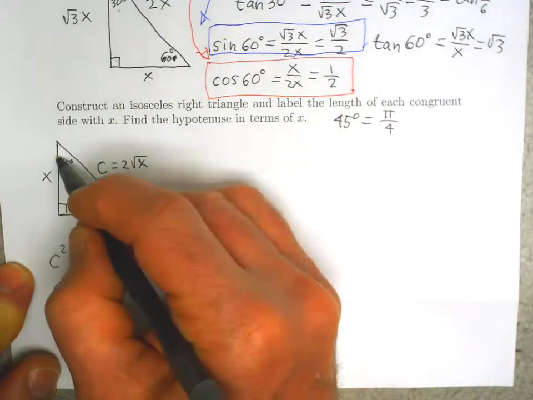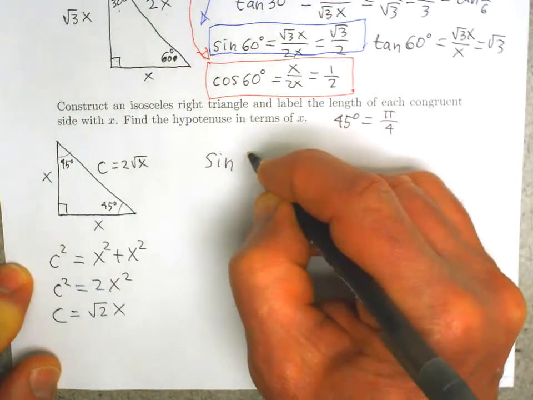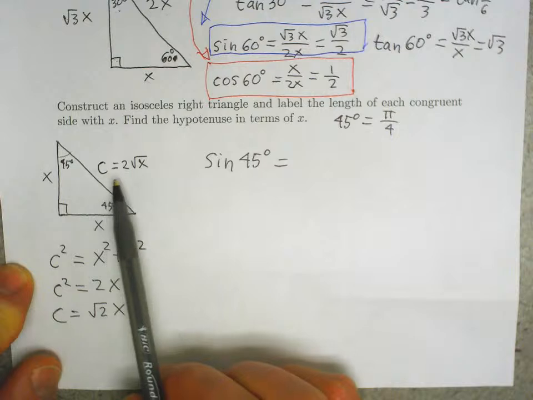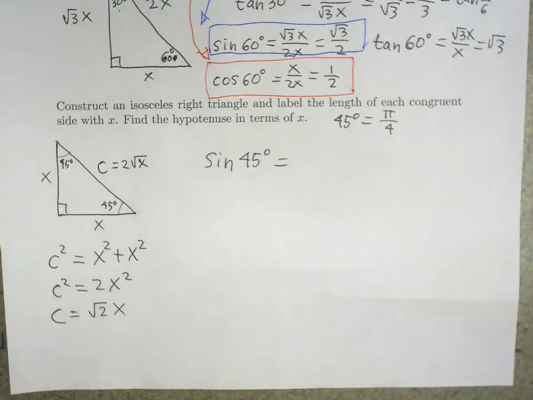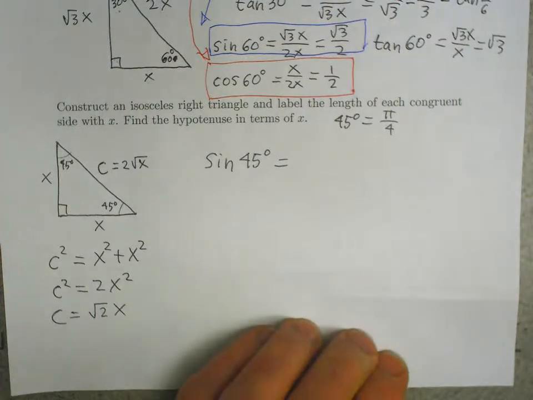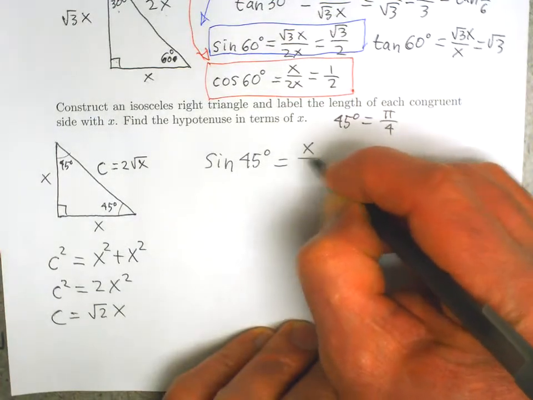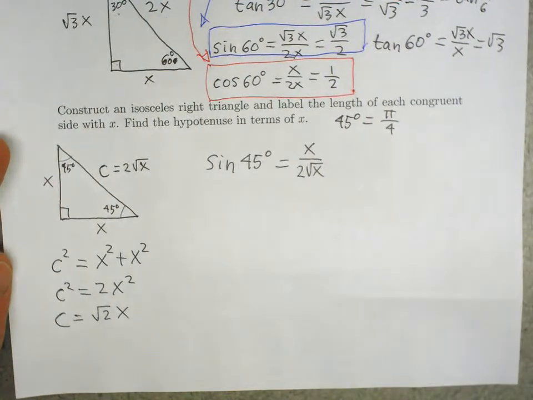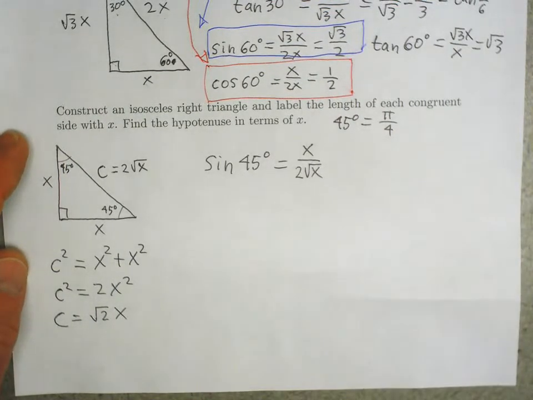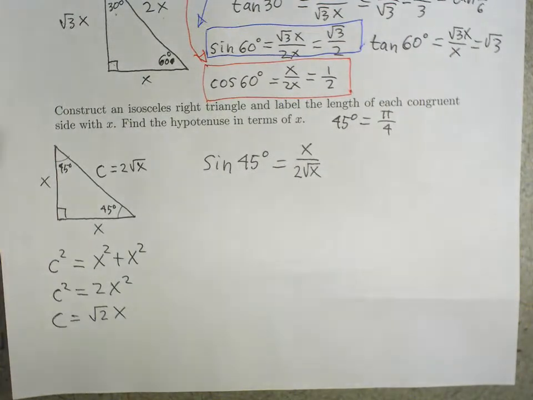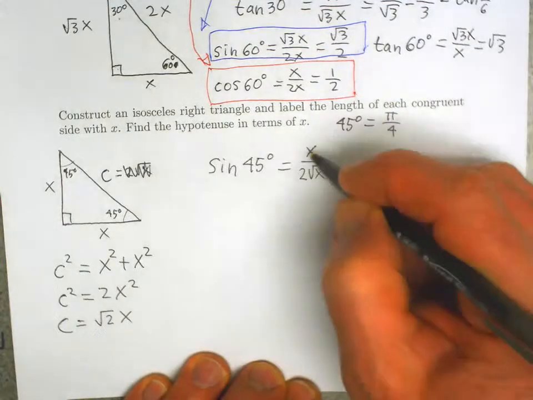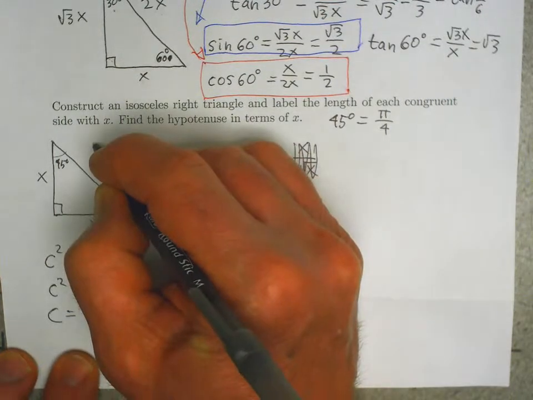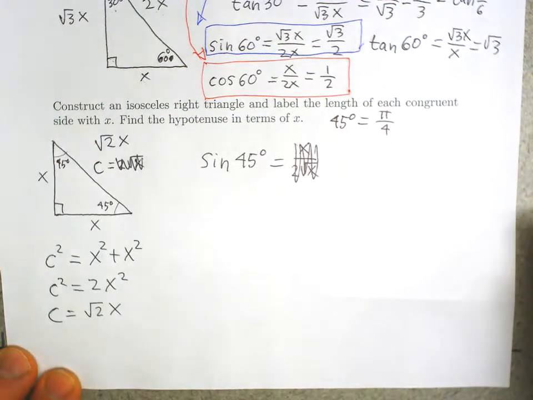Pick one of the 45-degree angles or the other, it doesn't matter. Sine of 45 degrees. So the sine of 45 is the length of the opposite side divided by the length of the hypotenuse. So I get x divided by 2 times the square root of x. Well, how do I get rid of the x? Oh, let's see. I labeled this wrong, that's why. The hypotenuse is the square root of 2 times x. So that's why I was confused.